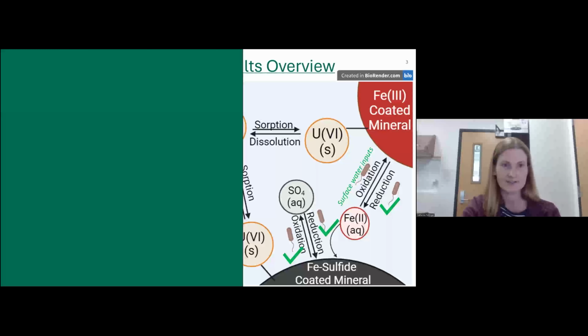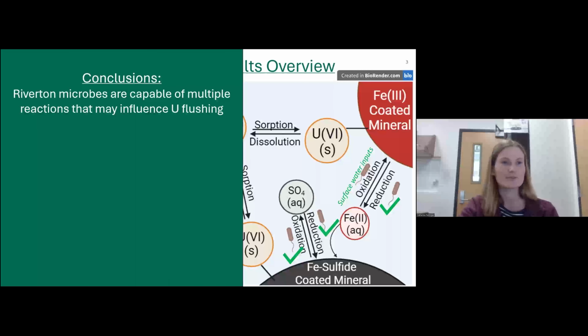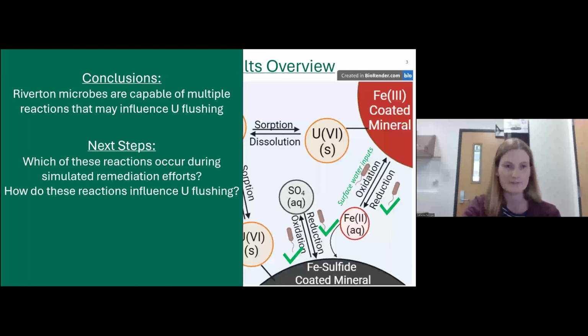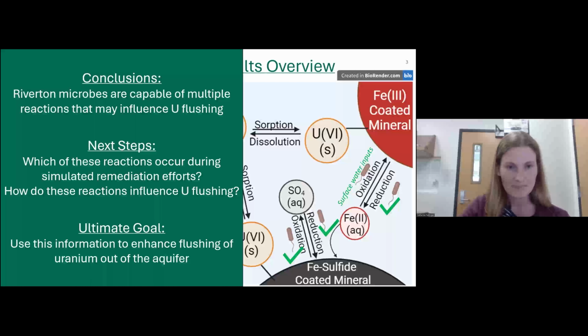So what does this tell us? Well, Riverton microbes are capable of many different reactions that could influence uranium flushing and uranium absorption. So what do we actually do with this information? We need to find out, first of all, which of these reactions are occurring, especially during our simulated remediation efforts. There have been different remediation flushing attempts. So we are finding out which of these reactions occur and how that contributes to the uranium flushing, with the ultimate goal of enhancing flushing of the uranium out of the aquifer.